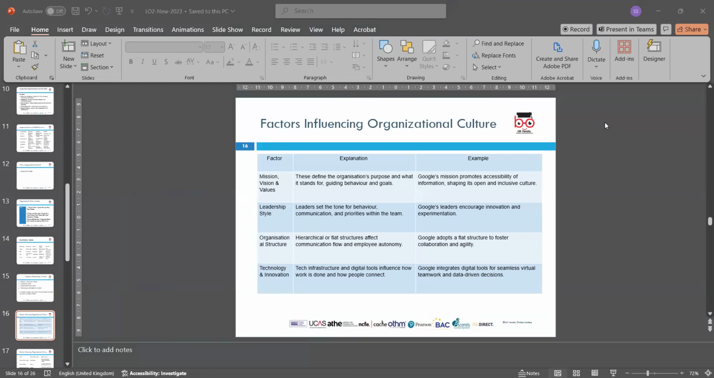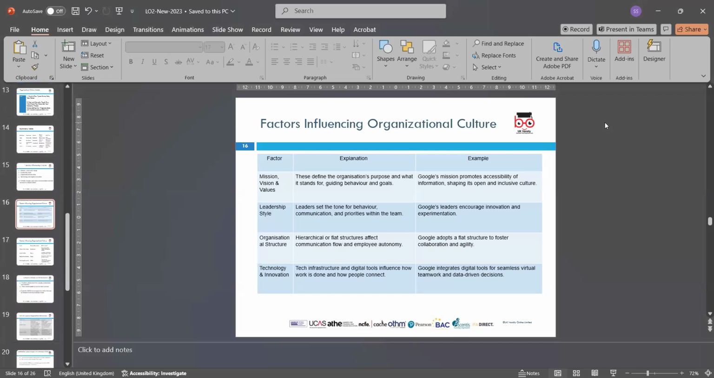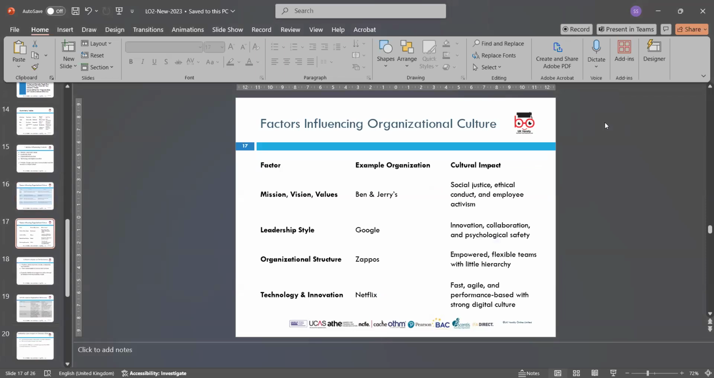When we talk about vision, mission, and values, these mainly define why the organization exists and what it stands for. They guide behavior, set priorities, and shape decision making. This slide gives an example of Google, but there is another slide I included about a different organization. Let's take the example of Ben and Jerry's. Their mission is that social responsibility is as important as product and profit. They are taking on social responsibility along with product and profit.